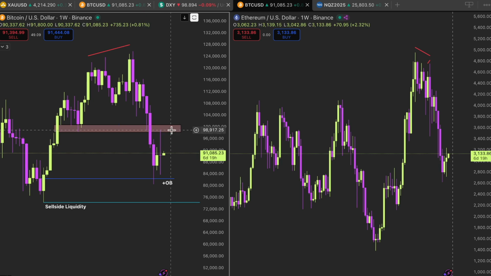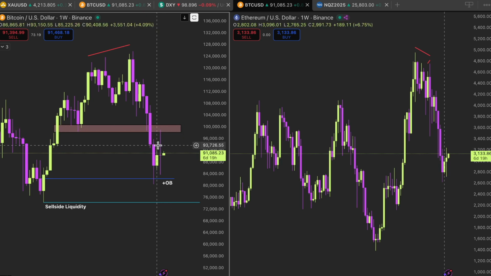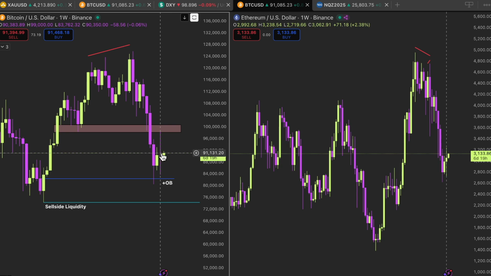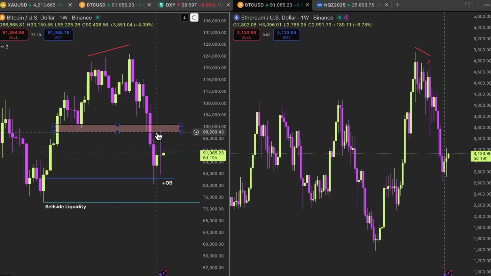If we don't trade above this high over here on Bitcoin this week, we can confirm this as a precision swing point. So a swing point like this will be a swing high with a lower high to the left of it and a lower high to the right of it.